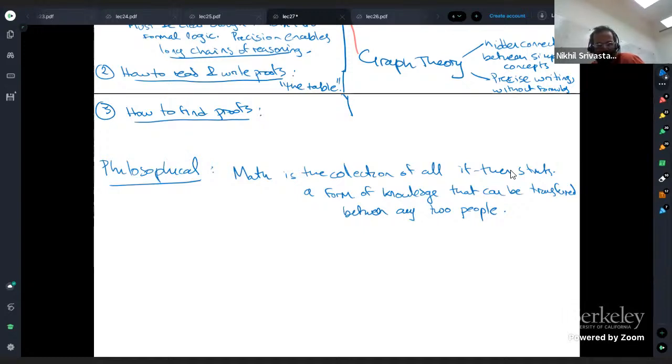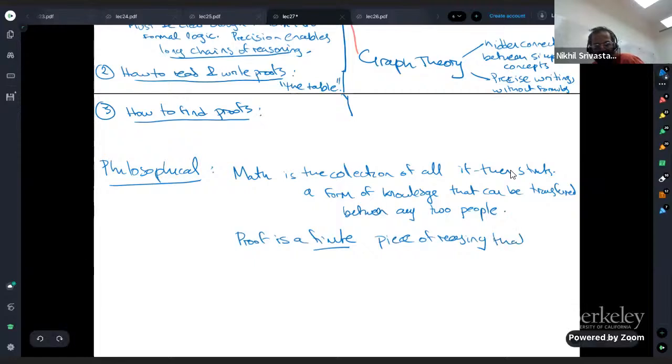And about proofs themselves, what do I find magical about them? Well, I want to emphasize that a proof is a finite piece of reasoning. A proof is ultimately just a finite piece of text. But it tells you something about an infinite number of situations. Like all these proofs about graphs, they really tell us something about all graphs, and there are infinitely many graphs. So that applies to an infinite number of objects. And that's the explanatory power of a proof.